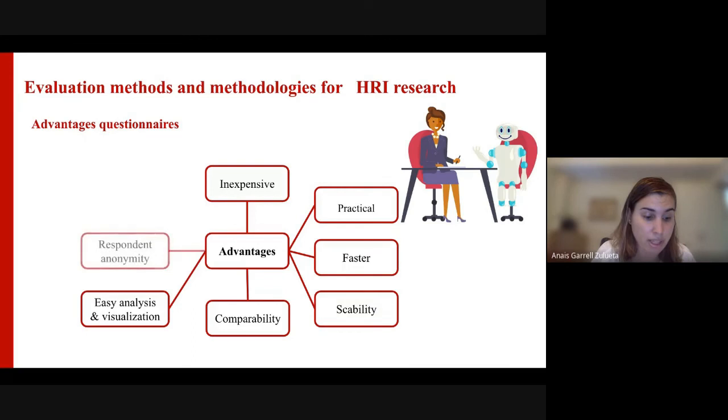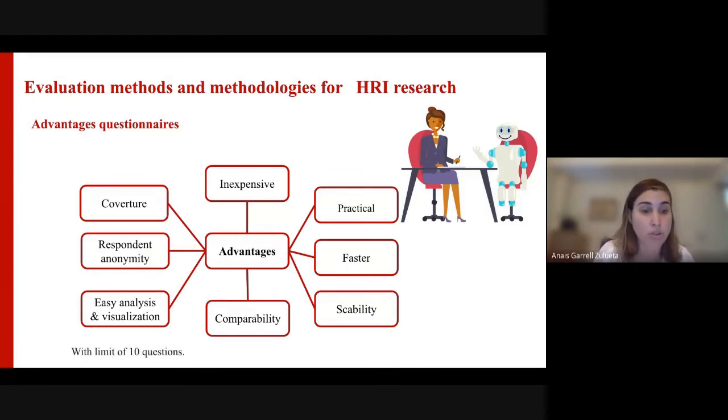Okay? And we have respondent anonymity. This is important because sometimes people act as we expect them to act. So if it's anonymous, they are more truthful. And finally, questionnaires can cover every aspect of a topic. Okay? You can ask many questions.